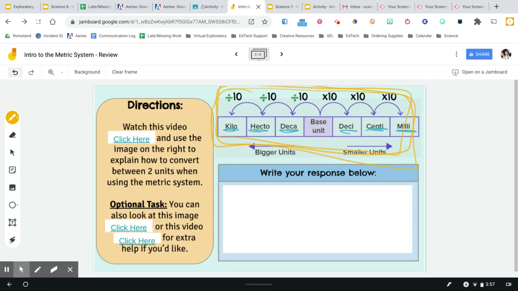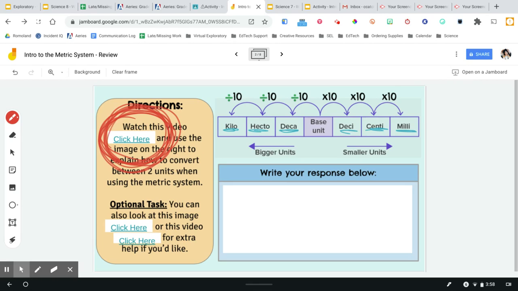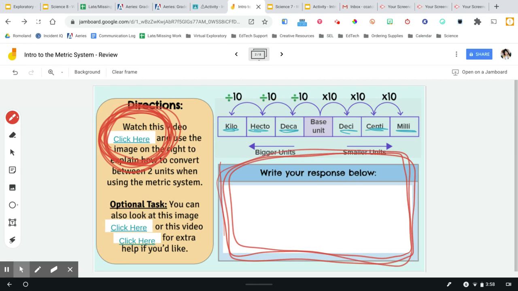So it seems scary just because it's new words and everything, but the concept is still the same. To figure out how to convert between two units, you need to watch this video right here. That's literally what the directions say. You need to watch the video or else you will not understand a single thing about this worksheet. You will not understand what I am talking about, and you will not get points for your lack of an answer here in this box.